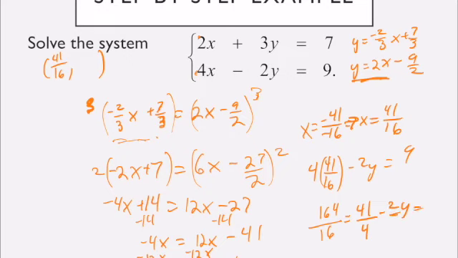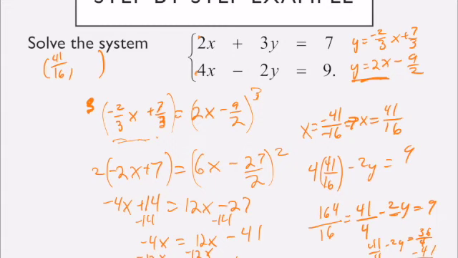So I'm going to go ahead and write 9 as a fraction over 4. So I have 41 over 4 minus 2y equals 36 over 4. And I'm going to subtract 41/4 from both sides. I told you we needed all the room we could get. That gives me negative 2y equals negative 5/4.